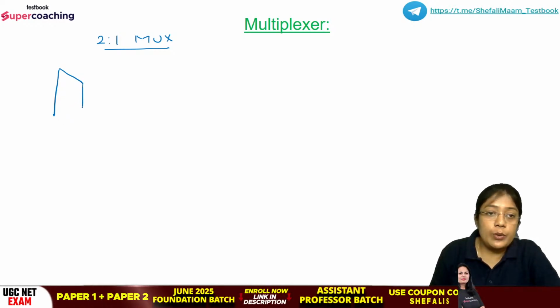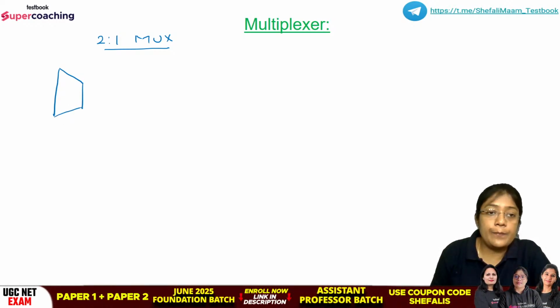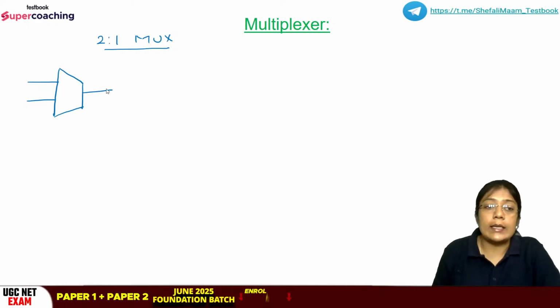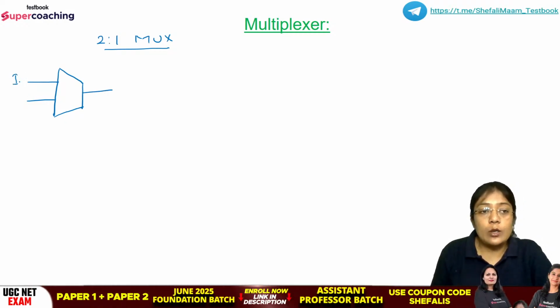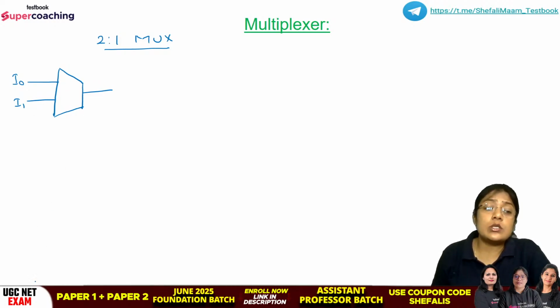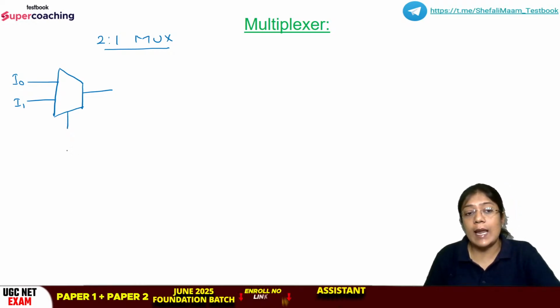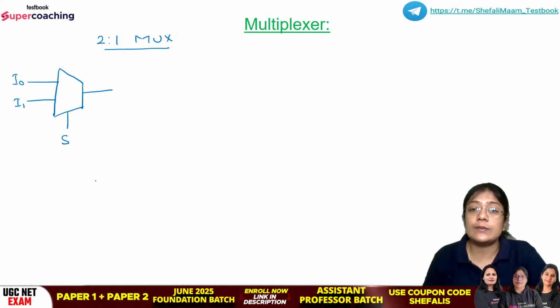So here we have the output line. Two inputs are there and one output line. So this is input I0, this is input I1. क्योंकि 2 inputs and 2 raised to power 1, this means that there will be exactly one select line. Let me call this as S.